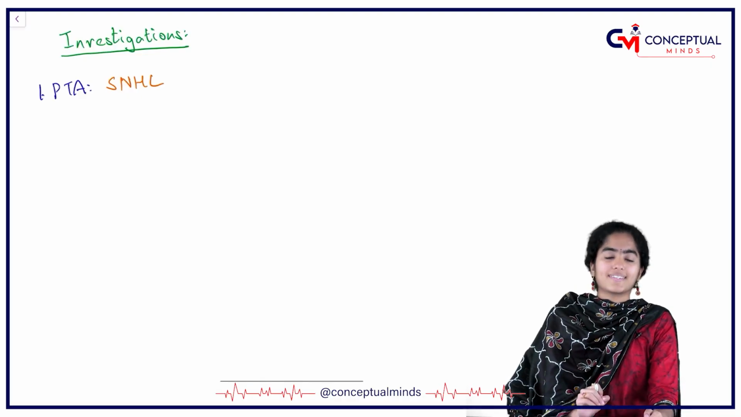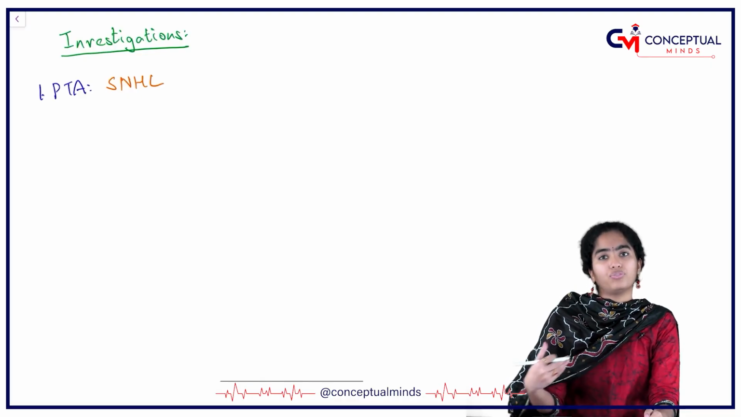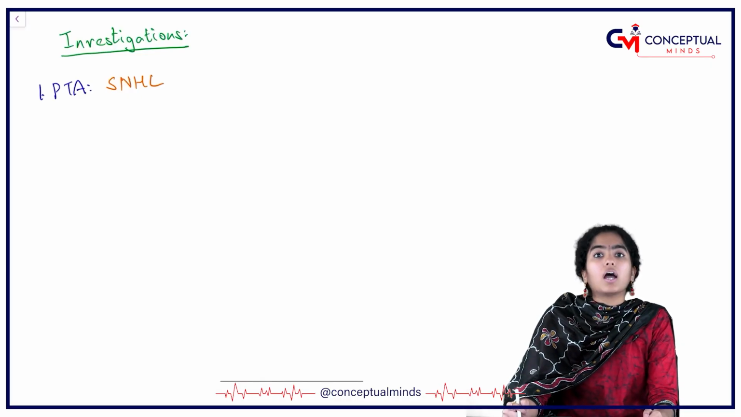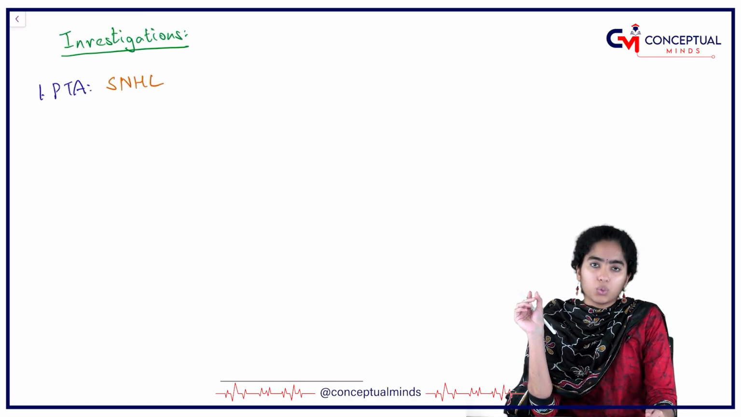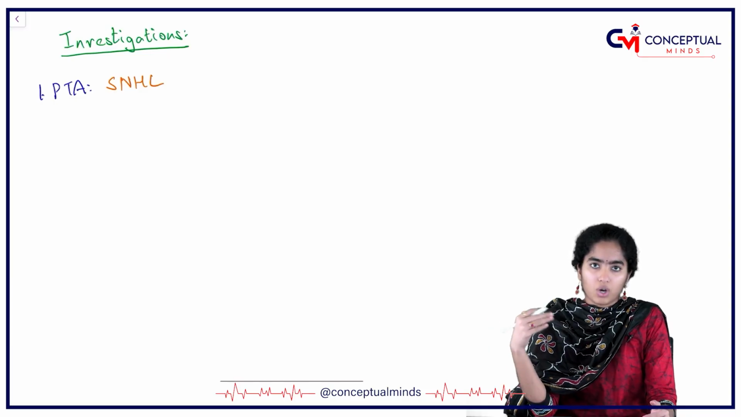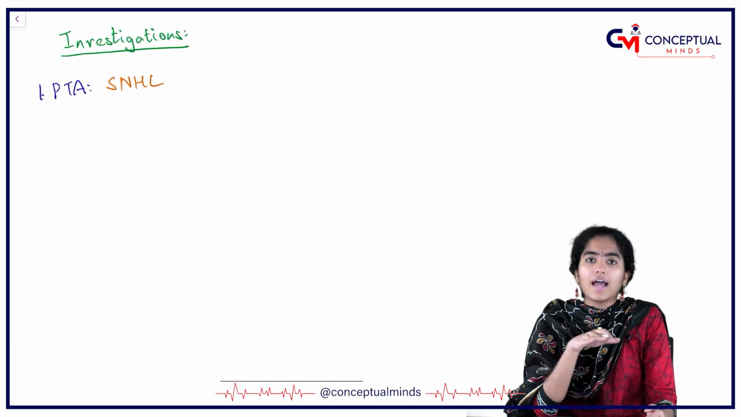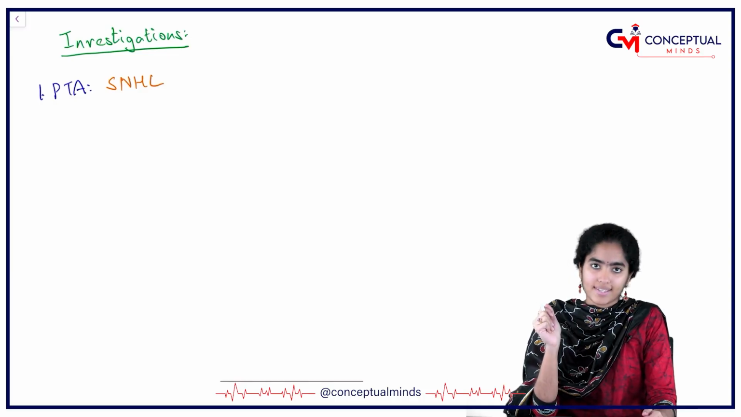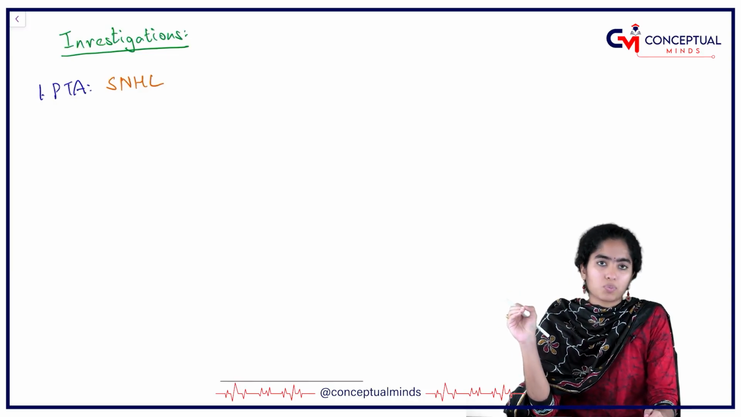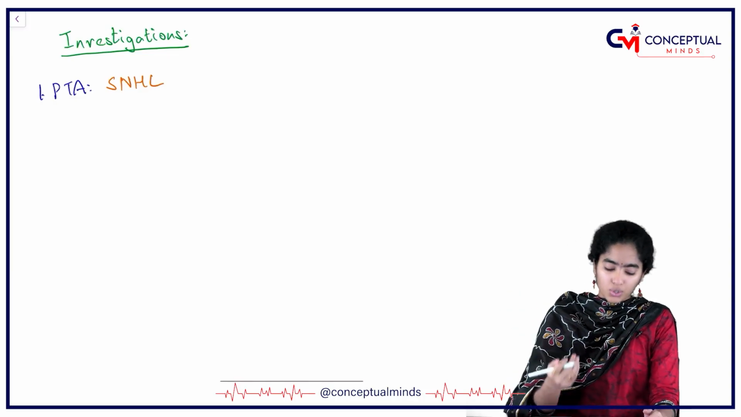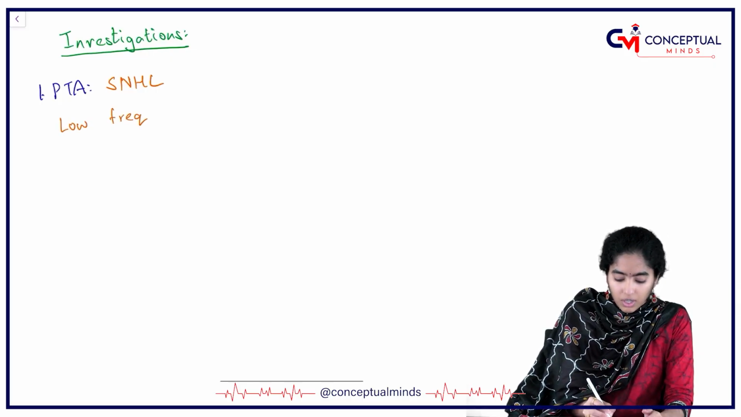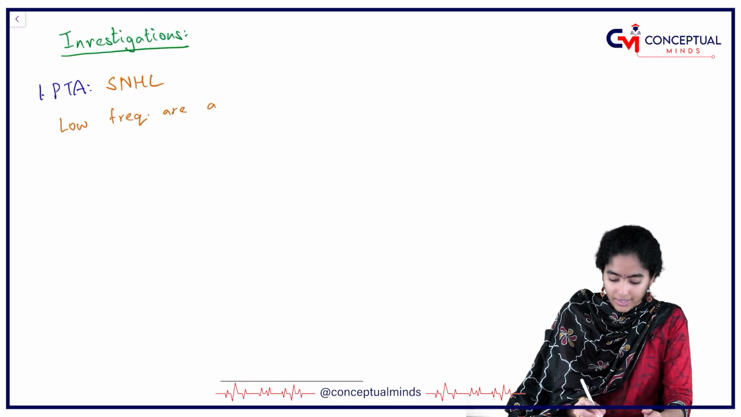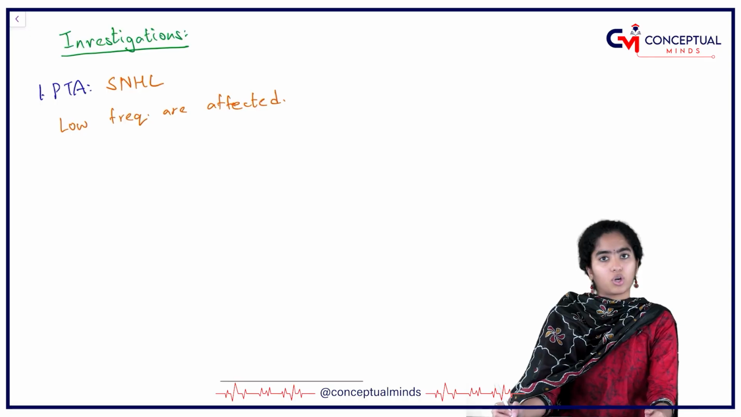Now in the initial stages of the disease, the low frequencies are affected. Now you already know that in the basilar membrane, towards the apex of the cochlea, low frequencies are heard, and at the base, high frequencies are heard. So it is usually the apex part that is initially destroyed. So the low frequencies are affected first, and the high frequencies are normal.